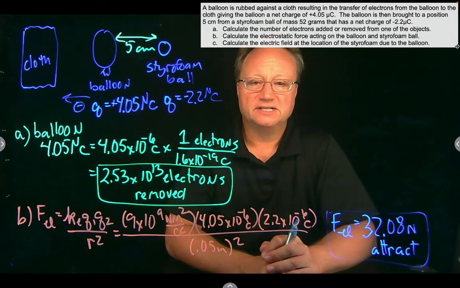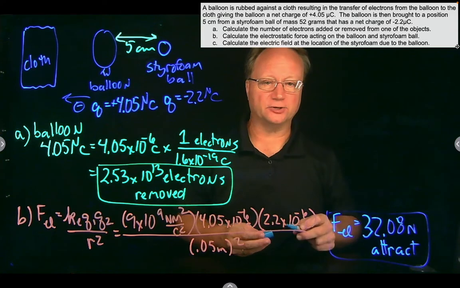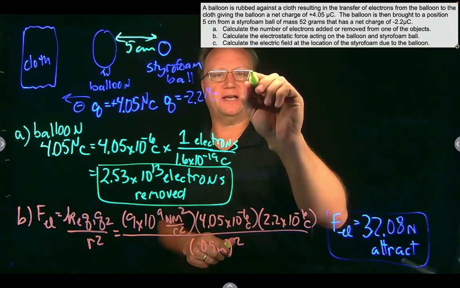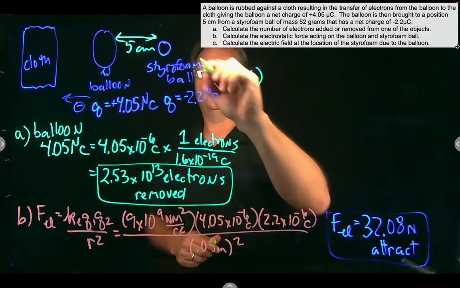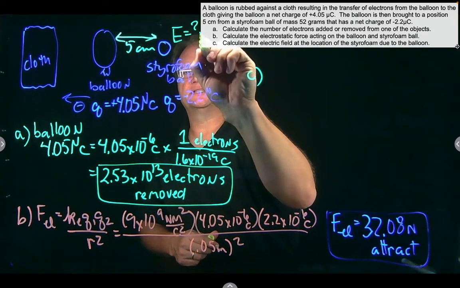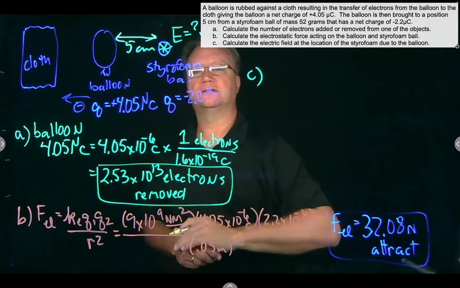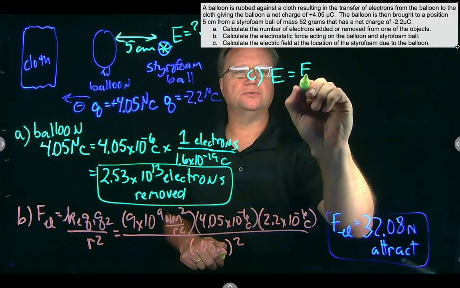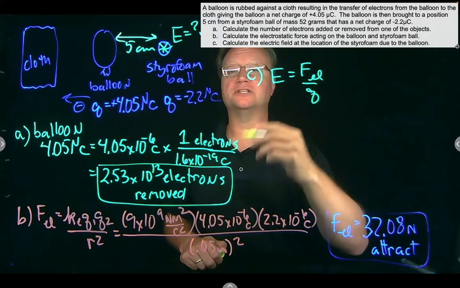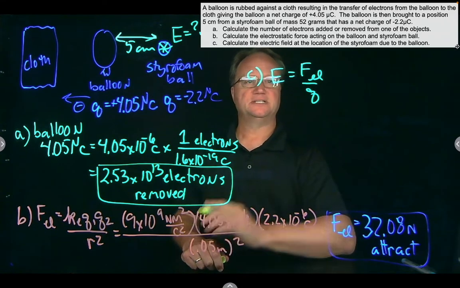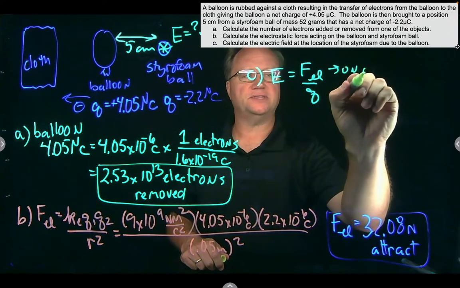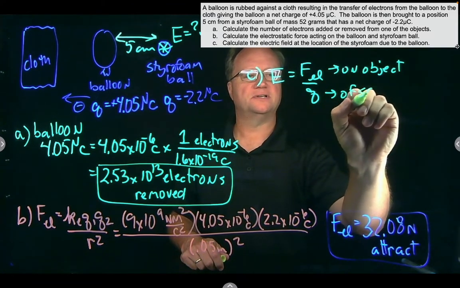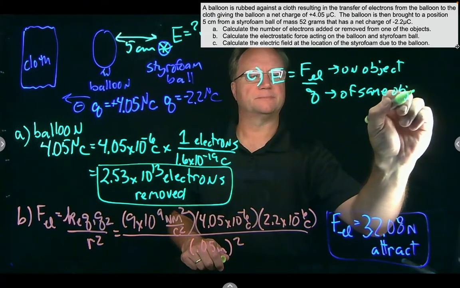Part C, calculate the electric field strength at the location of the styrofoam ball due to the balloon. So then we want to know what the field is right here, at the location of the styrofoam ball. E is equal to force over charge. That's one of the ways that we can calculate it. So this is the force on the object divided by the charge of the same object.